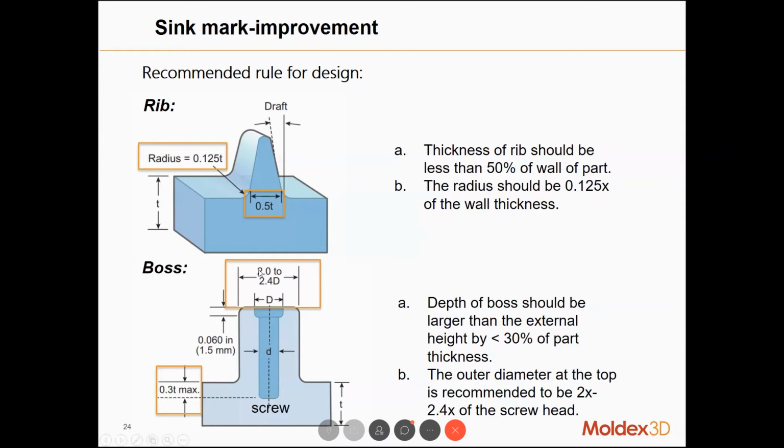And for the boss region, the rule one is the depth of the boss should be larger than the external height by less than 30% of the part thickness. And rule 2 is the outer diameter at the top should be 2 times to 2.4 times of the screw diameter. And you also can find a lot of information from the website, and a lot of the textbooks will teach you how to improve your part.